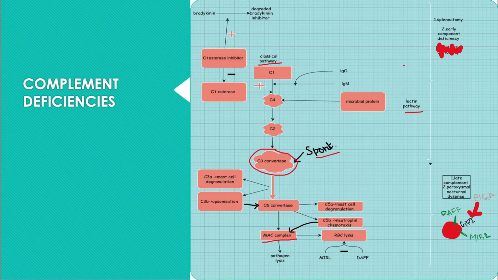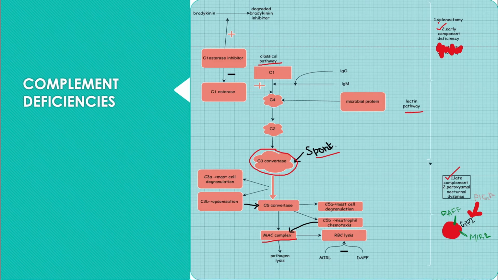And now there are defects in the complement pathway. Early component deficiency is when one of the components before C3 convertase is defective. If one of the components after C3 convertase is defective, then we call it late component deficiency. Now, splenectomy can also cause complement deficiencies.